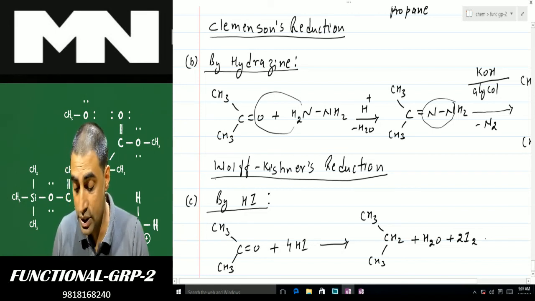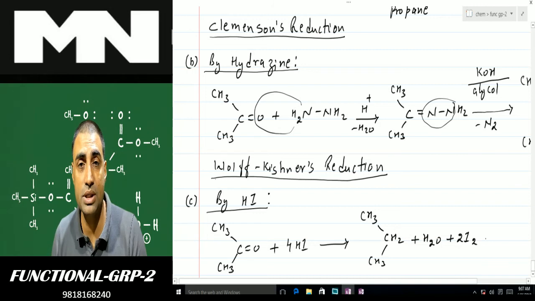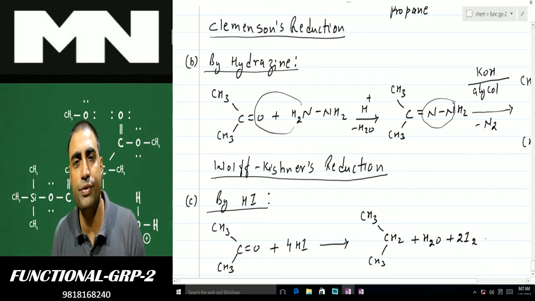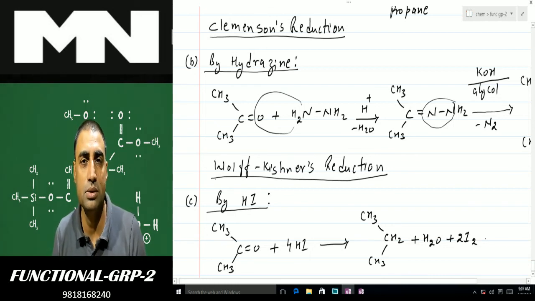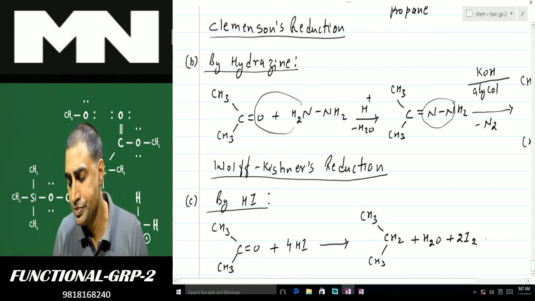Student, this is what we were supposed to do in today's class. We are left with another type of reaction, the fifth type of reaction, that is reaction with base. And those reactions are really very important because you'll get aldol condensation and Cannizzaro's reaction in that. So we'll be doing that in the next class.